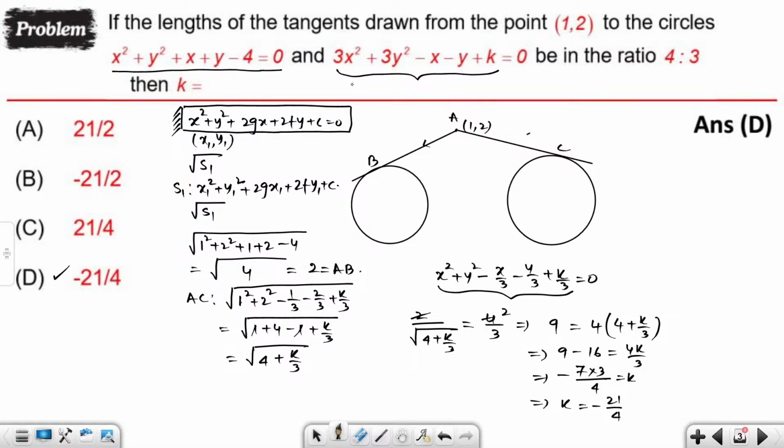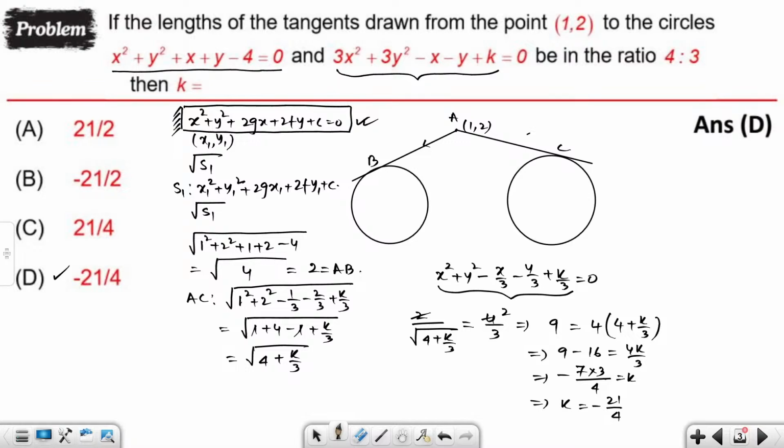Please do remember this, that whenever you are finding the length of the tangent, that is, you are finding the power of the point, the equation of the circle should always be in this form: x square plus y square plus 2gx plus 2fy plus c equals 0. Until and unless the form is this, you cannot find the power of the point, that is S1, hence the length of the tangent, which is root over S1.